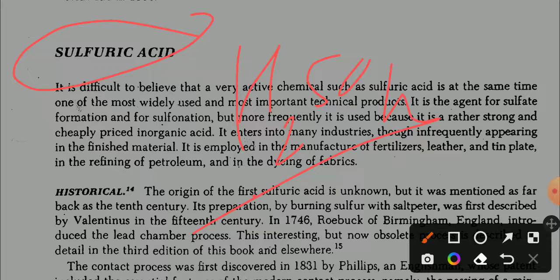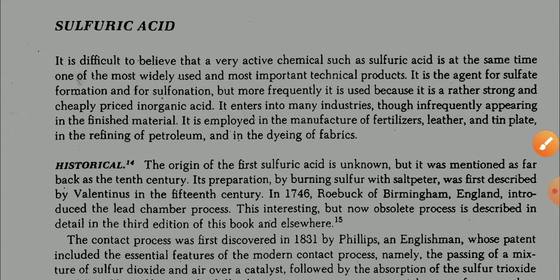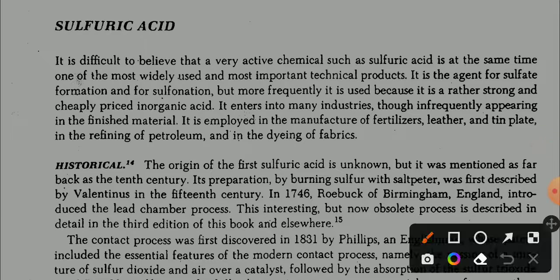H2SO4. Okay, it is difficult to believe that a very active chemical such as sulfuric acid is at the same time one of the most widely used and most important chemical technical products. This is an important product line.